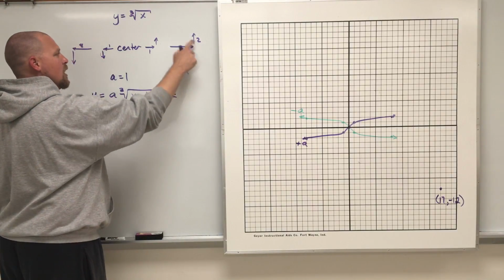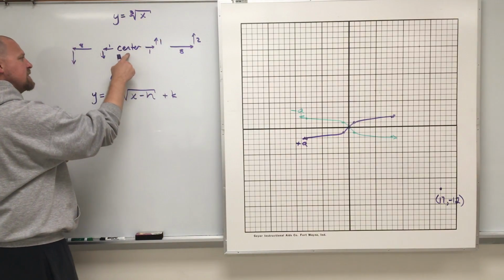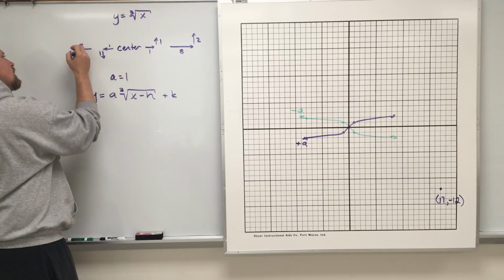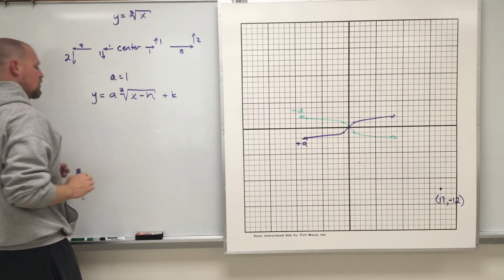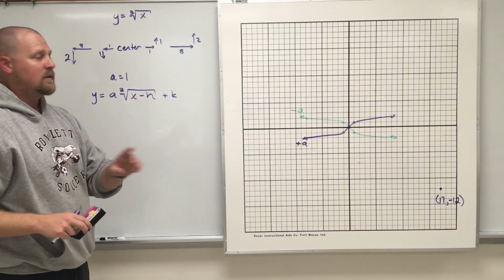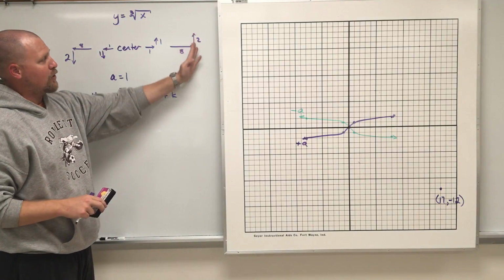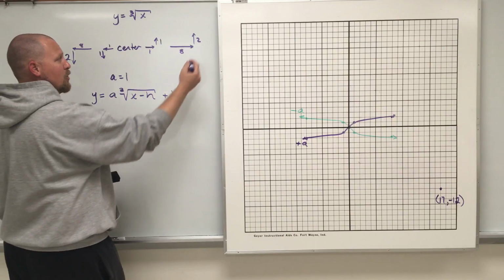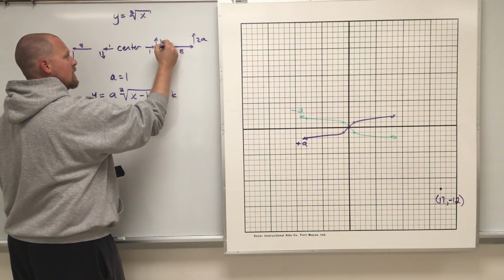You go over 8, up 2, over 1, up 1, from the center, over 1, down 1, over 8, down 2. So if a is anything bigger than 1, we need to take this pattern, the vertical part of the pattern, and multiply it by a.